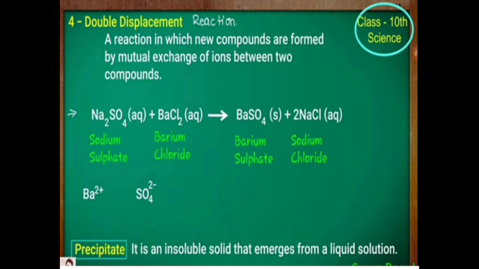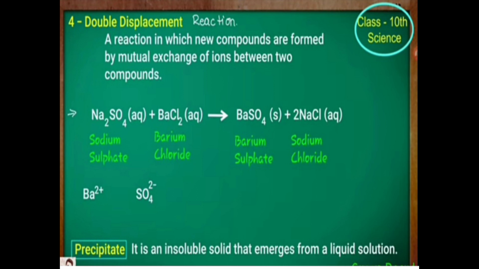Now, double displacement reaction. It is a reaction in which new compounds are formed by mutual exchange of ions between two compounds. Here, what happens in a double displacement reaction? New compounds are formed by mutual exchange of ions. Here ions are exchanged between the two compounds.